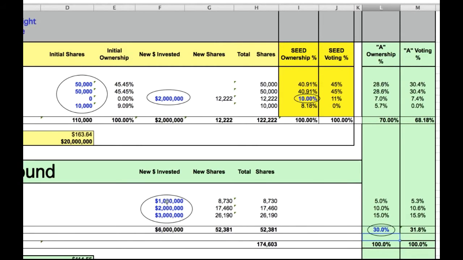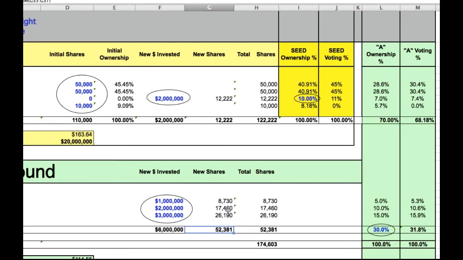And we've now got a group of investors, 3 different investors investing 3 different amounts of money. We enter the amounts that each is going to invest, and the calculator totals the amount for us, tells us how many shares to issue both totally and to each individual investor. So VC Fund 1 put in $1 million and they get 8,730 shares. VC Fund 2 put in $2 million, they get twice as many shares, and our corporate partner, investor number 3, gets 3 times as many shares.